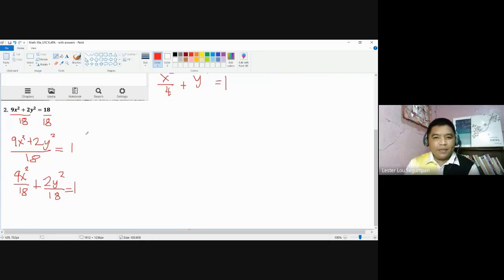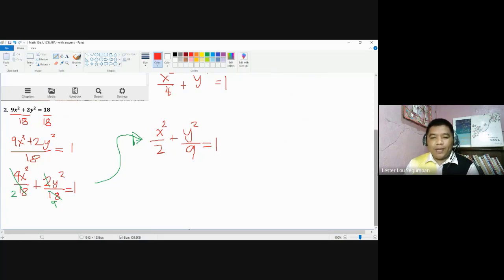And then simply simplify this. You have 9 divided by 18. That's 1 half. So you still have 2 in the denominator. And 2 over 18 is actually 1 over 9. So you still have 9 in the denominator. So the standard form for an equation of an ellipse for number 2 is x squared over 2, again, 2 is what is left here, plus y squared over 9 is equal to 1. So this is the standard form for number 2.